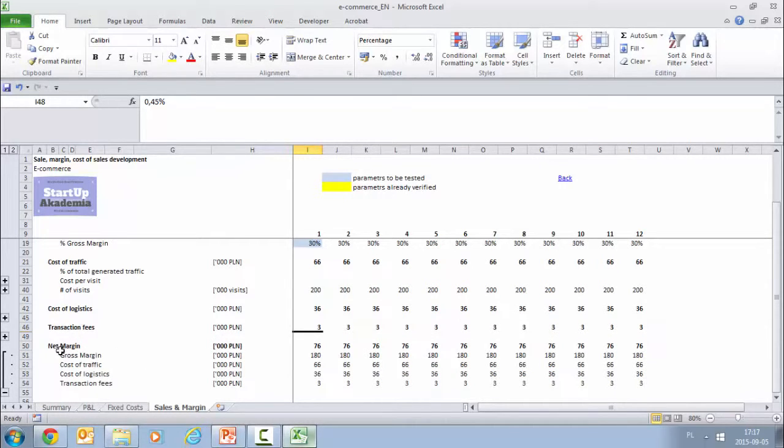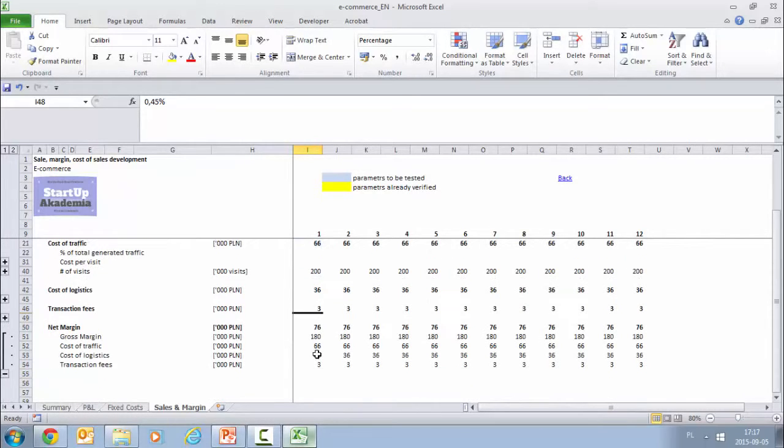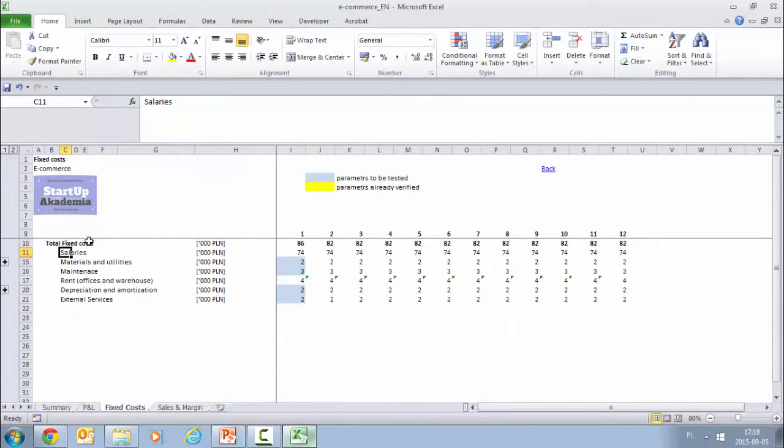Now, as we mentioned before, we get the gross margin from here, the cost of traffic from here, the cost of logistics from this formula, and transaction from here, and we get the net margin, which is in this case 76. As we have shown in the PowerPoint intro, we also need the fixed costs. So basically everything which is not connected with generating the sales. Here you would have the head offices or headquarters. You would also have any development you're using, and this is actually quite important whenever you are trying to get the break-even point.